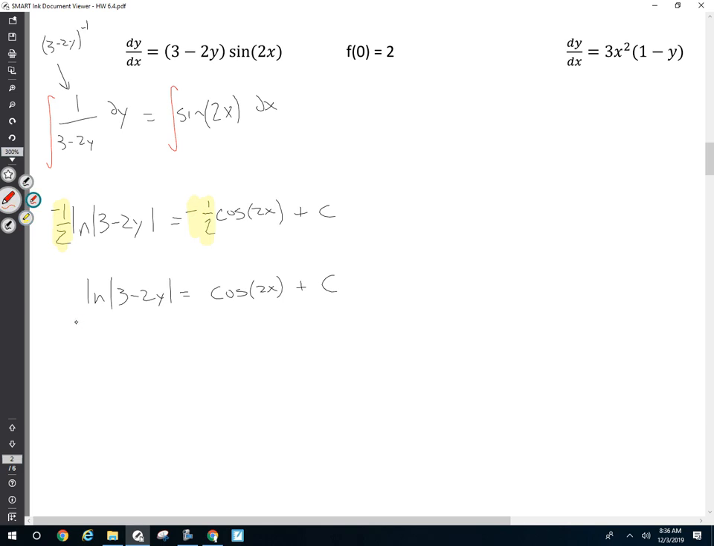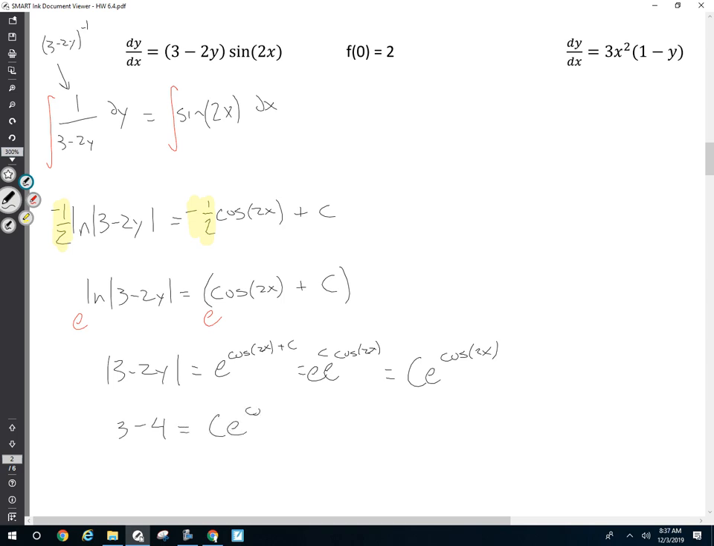All right. We are ready to start solving. I'll take e to the power of both sides. Make sure the c goes up there. This is equal to e to the cos 2x times e to the c, which is c e to the cos 2x. Ignore the absolute value, give this a plus or minus. Ignore the plus or minus when you plug in 0, 2. So I got 3 minus 4 equals c e to the cos 0.